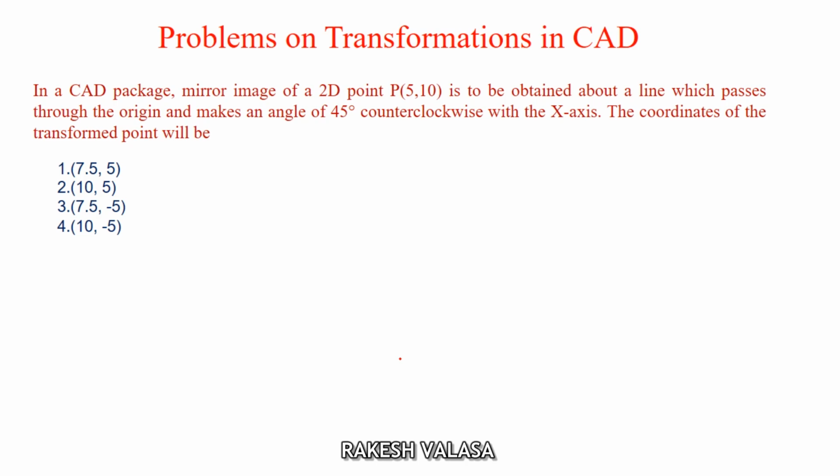Problems on transformations in CAD. Let us see the given problem. In a CAD package, the mirror image of a 2D point P of (5, 10) is to be obtained about a line which passes through the origin and makes an angle of 45 degrees counterclockwise with the x-axis. The coordinates of the transformed point will be.